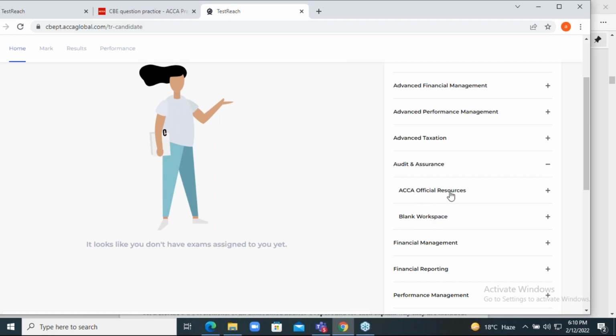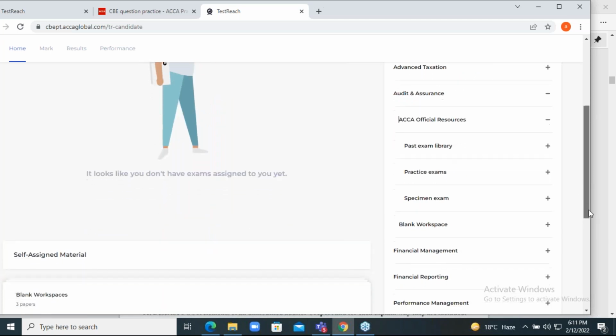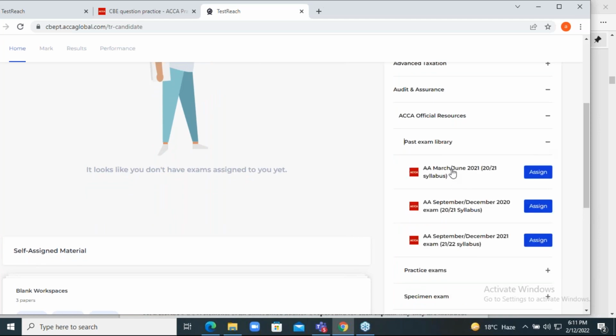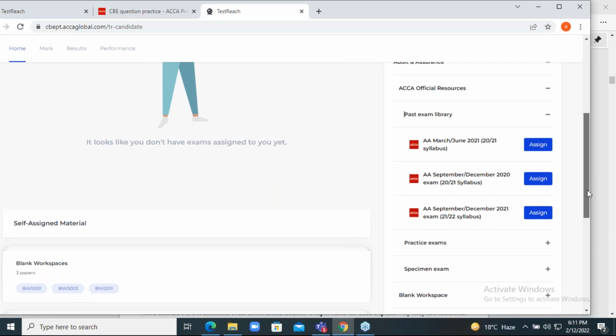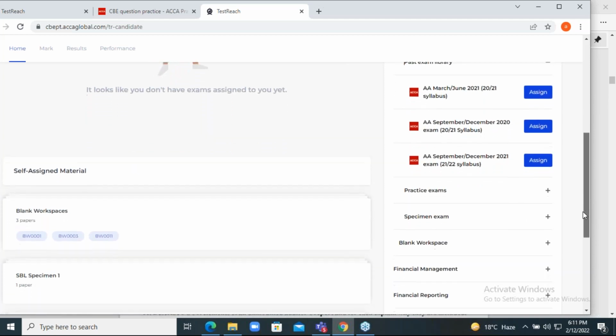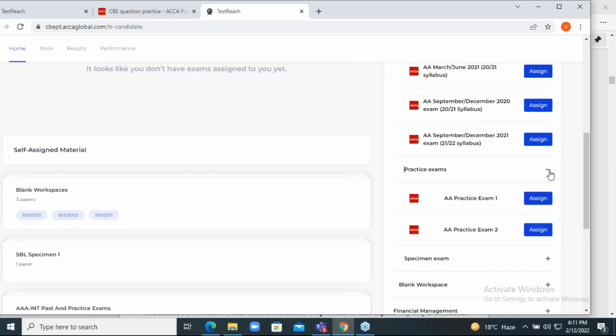You will click on ACCA official resources. You can see past exam library, practice exam and specimen exam. So you have so many options available. Past exam library, click on it. You can see 3 papers. These are 3 mocks. So what beautiful options you have. You can avail all these options. Then you click on practice exam.